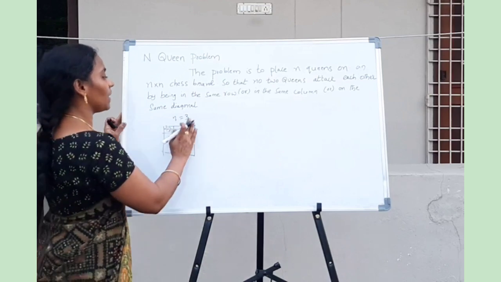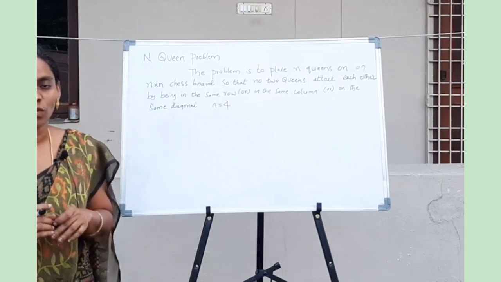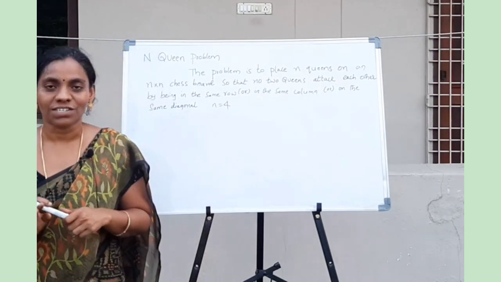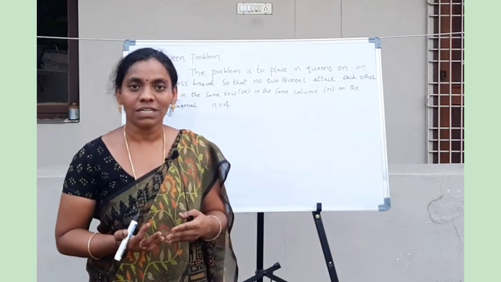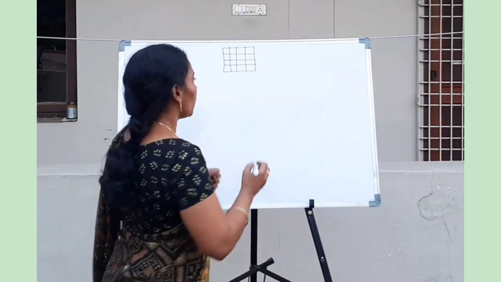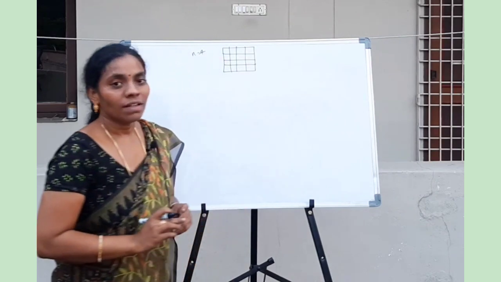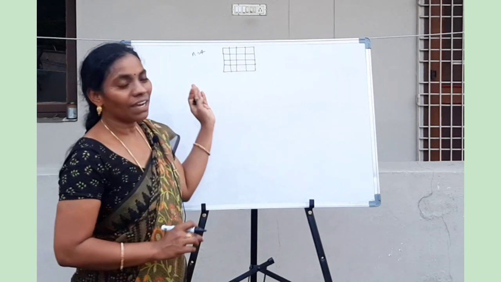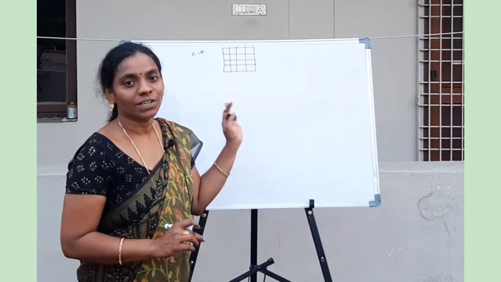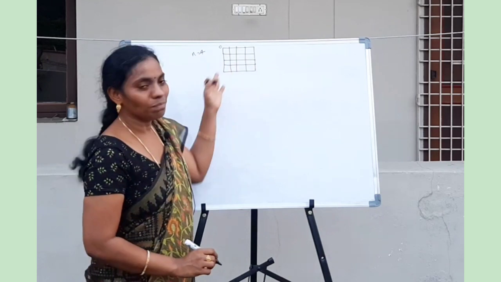So let's start with n equals 4. We start the solution for constructing the 4 queen problem, and for that we have to consider a 4 by 4 chessboard. Now we are going to solve this problem using backtracking. For that we have to construct a state space tree. So this is your initial state, where the chessboard is empty.